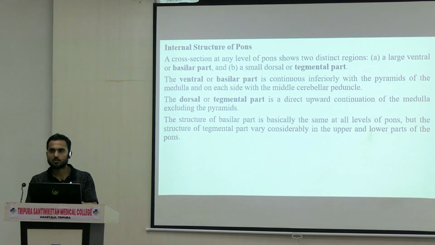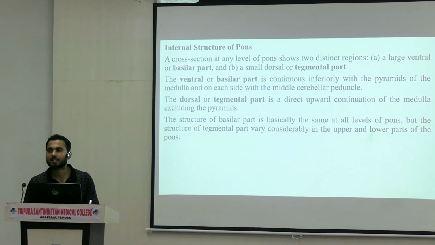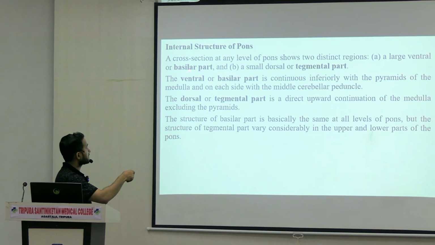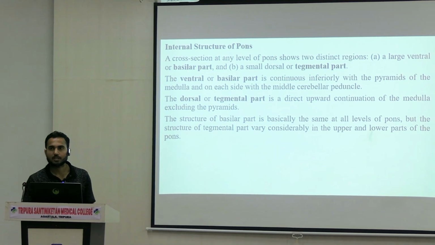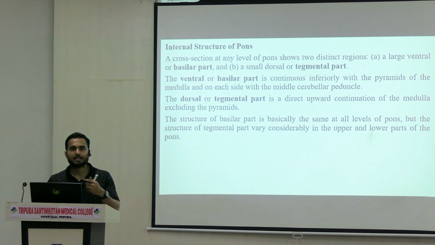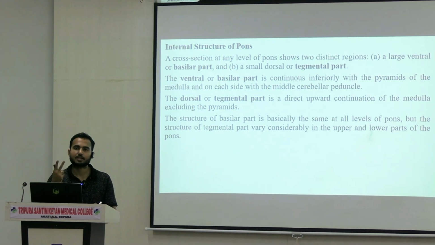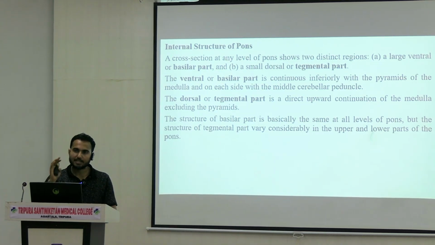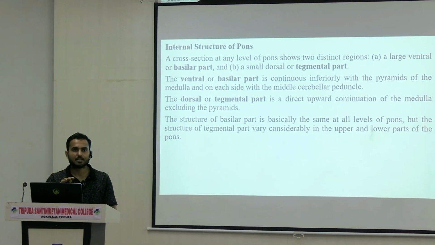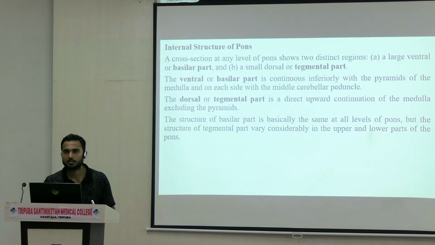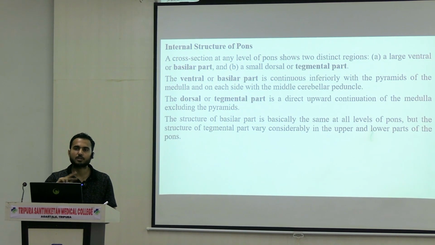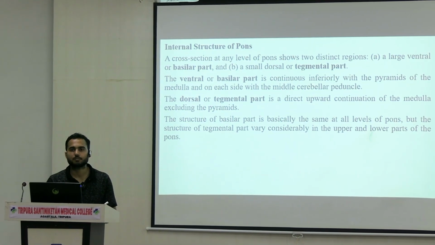So the anterior part is called the basilar part. The posterior part is called the tegmental part. Now, please listen carefully. The basilar part of the pons has the same structure at any level. Generally, in the pons we take sections at two levels: the upper part of the pons and the lower part of the pons. In any section, the structure of the basilar part is the same, but the tegmental part is different. For that we have to take two different sections and study them separately.